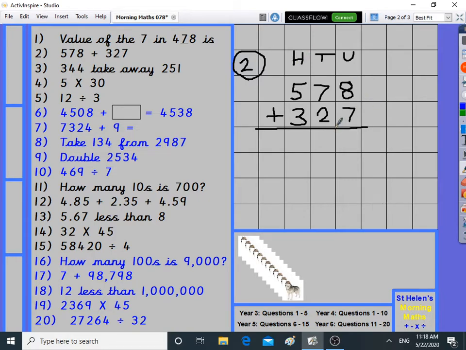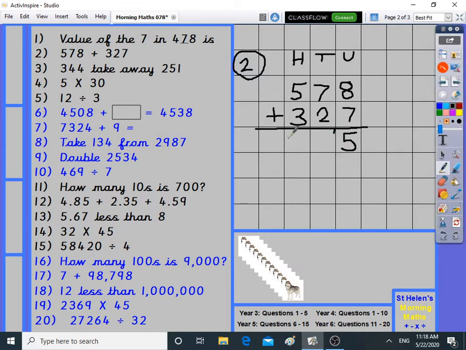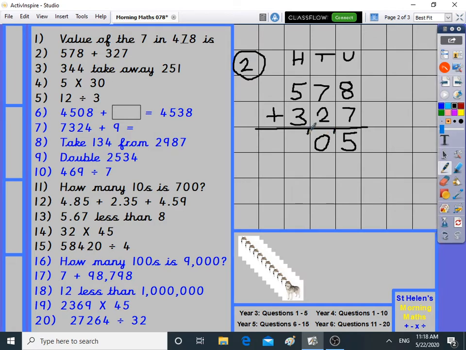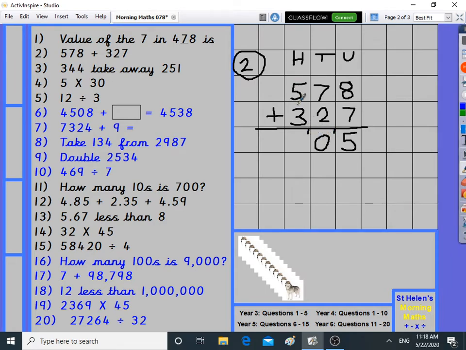8 plus 7 is 15. Pause if you need more copying time. 7 plus 2 is 9, plus 1 is 10. That's not a very good 0. 0 carried a 1, make sure it says 10. 5 plus 3 is 8, plus 1 is 9. 905. Plus makes things bigger, doesn't it? Just checking. 905.